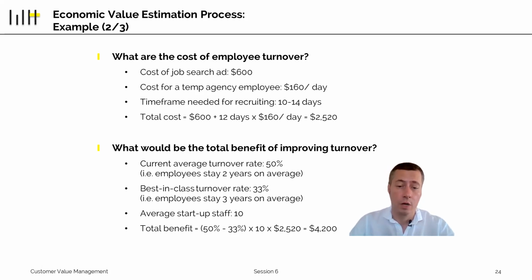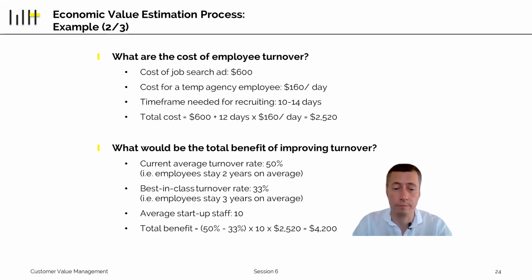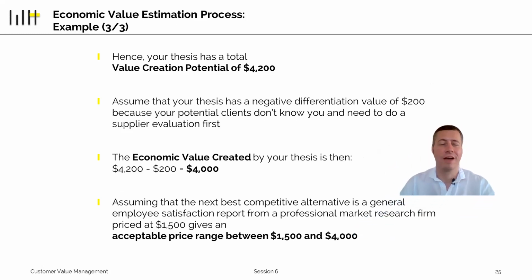What we did here is exactly following this process. We understand our customer economics. How do startups make money? We identify which of these factors we can actually influence, which is the employee turnover, and we try to find out how much money a company can save or earn more when they follow whatever we recommend, or in a more abstract sense, when they buy our product and service: 4,200. Which means our thesis, or your thesis, has a value creation potential of 4,200.